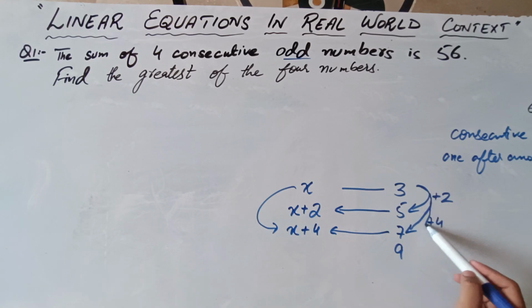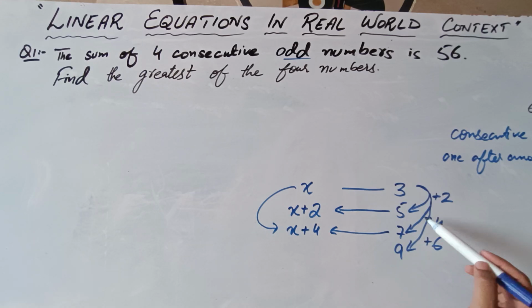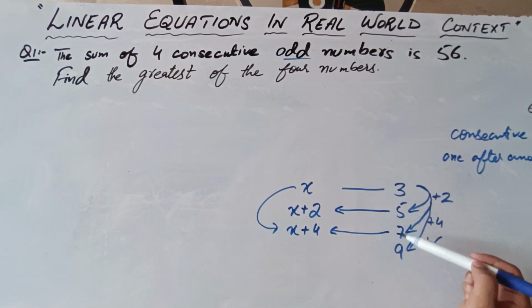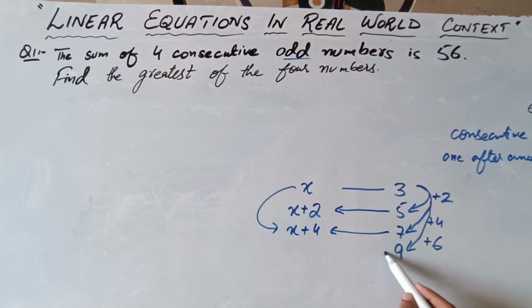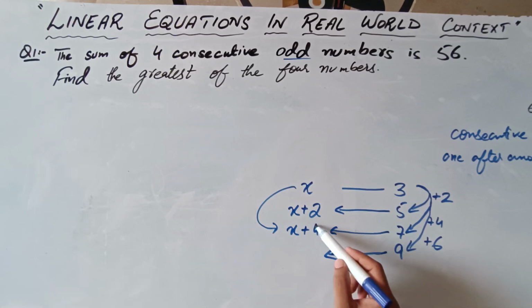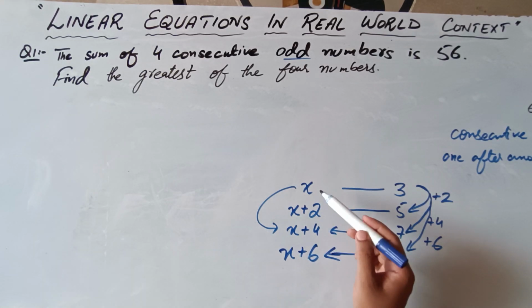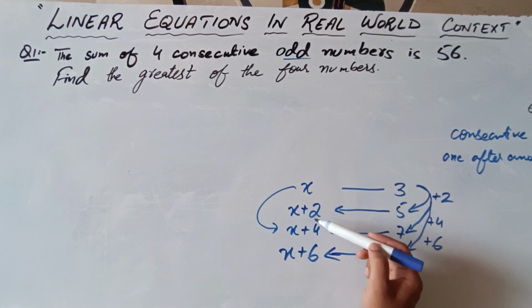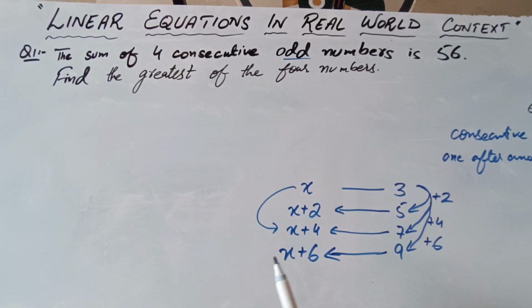And the fourth odd number, to obtain it, I have to add 6, because in consecutive odd numbers the gap is 2. That's why we are adding 2 each time. So the fourth is x plus 6. The gap is 2: x plus 0, then x plus 2, then again we add 2, then again we add 2.